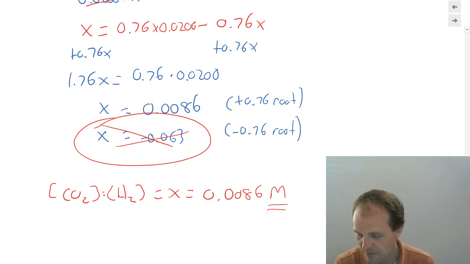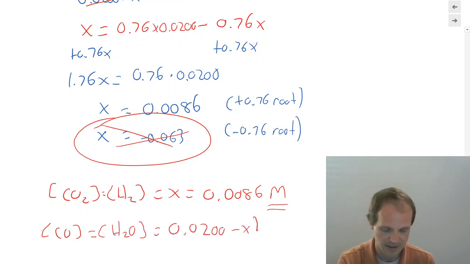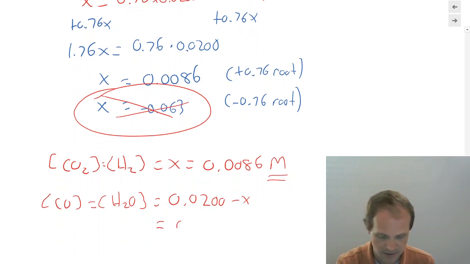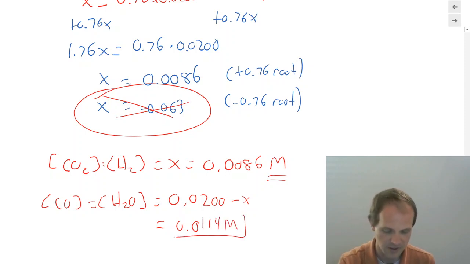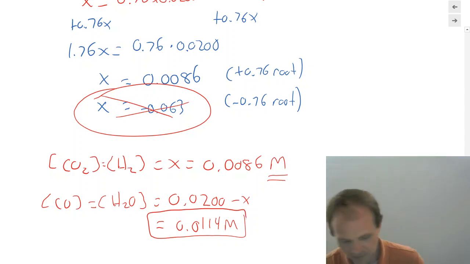Okay. What about my concentrations of CO and my concentration of H2O? They were 0.0200 minus x, and if you plug that in, you get 0.0114 molar as my concentration of those ones. Whew.